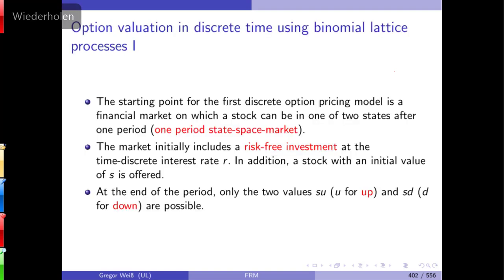So the starting point is a financial market, and we have a stock that can be in two states, up or down. It's a one-period state-space market. The market initially includes a risk-free investment with an interest rate R. In addition, we have a stock with an initial value of S. At the end, it can go up and go down, and this will be noted by S up, S down.